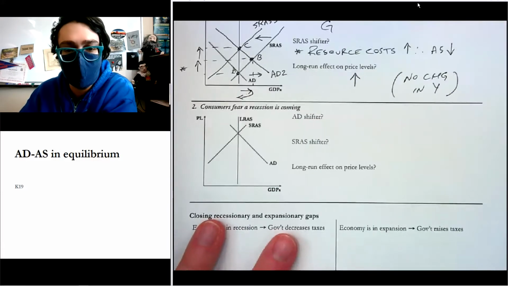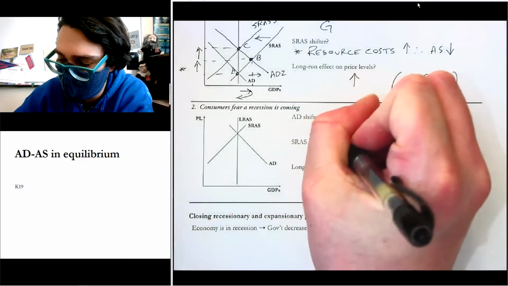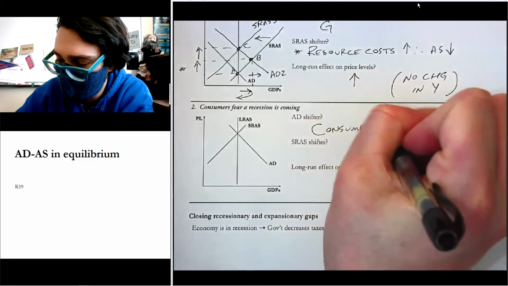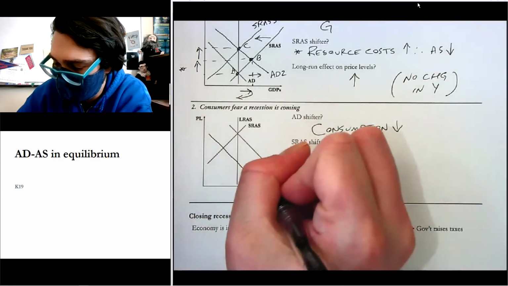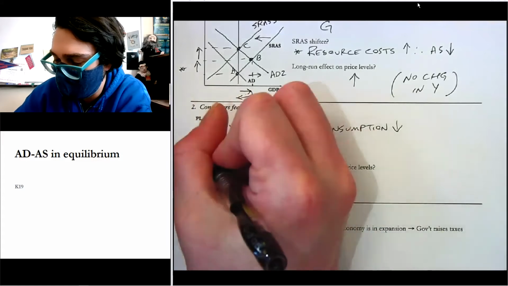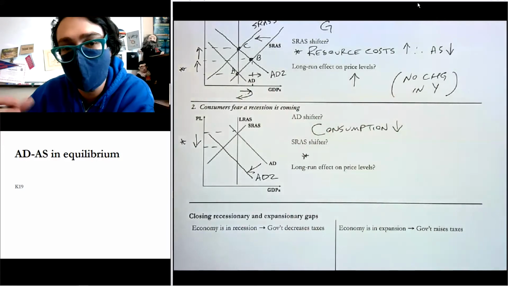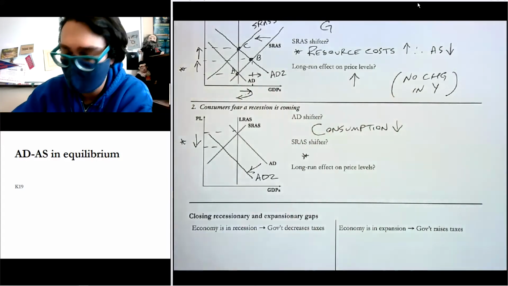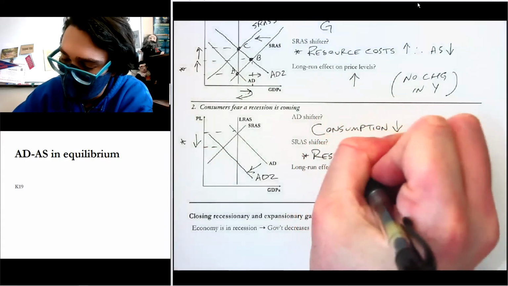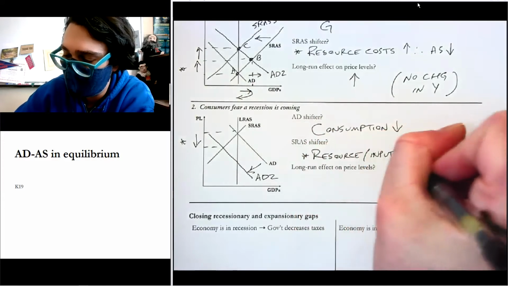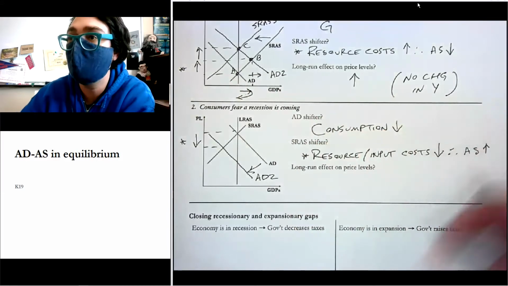Now, let's take a look at the second one. Consumers fear a recession. Well, that's going to affect their consumption spending, and that would go down. So we shift aggregate demand to the left. And so what happens to prices? Well, prices fall. And when those prices fall, in the long run, as the economy has time to adjust, you'll see that phrase a lot, the resource costs, or we can call them input costs, the input costs will go down. And so therefore aggregate supply will increase.